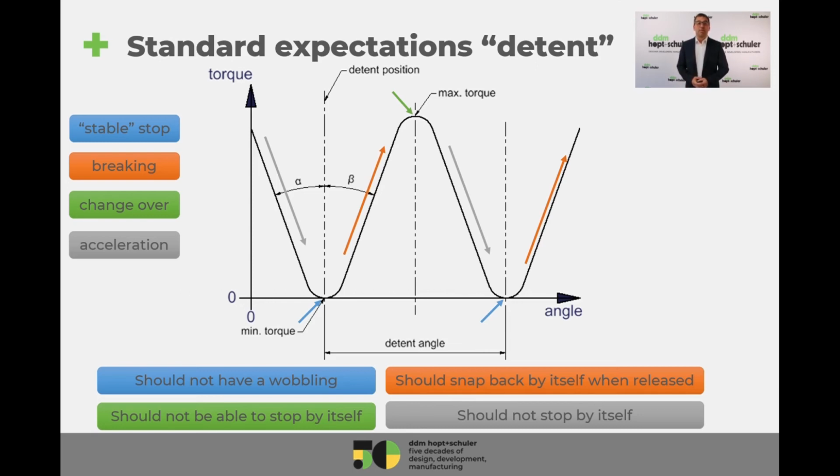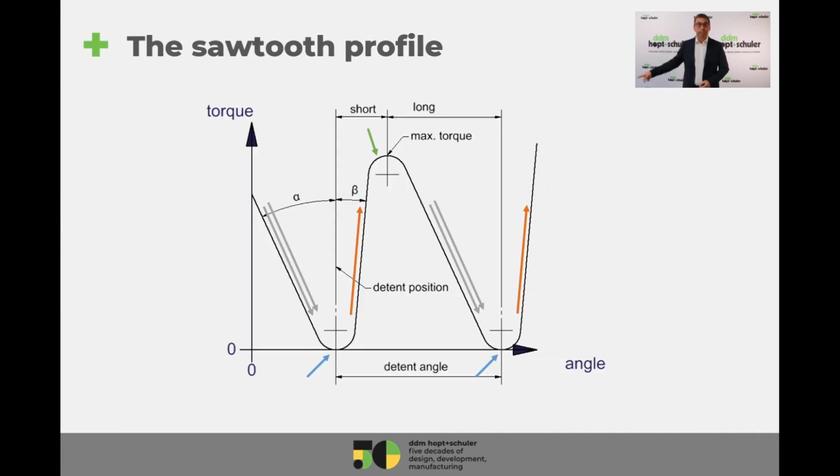Another detent configuration looks like this. We call this the saw profile. In this configuration, the maximum load is reached a bit earlier and allows a better or longer acceleration phase. This changes the switch characteristics. There are people who think that this switching behavior is more like an organic switching. We say it depends on your custom identity.